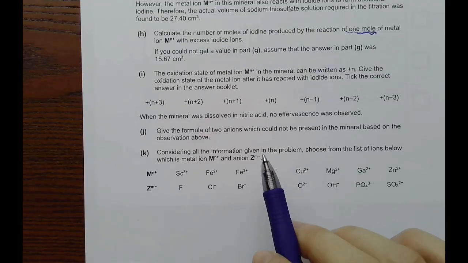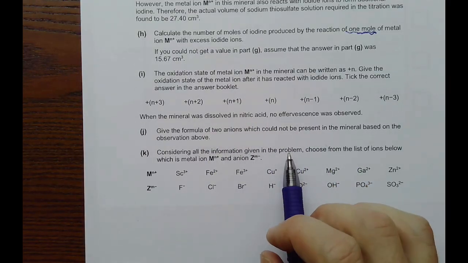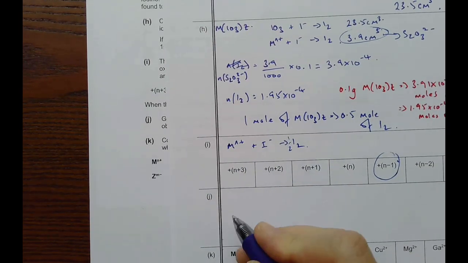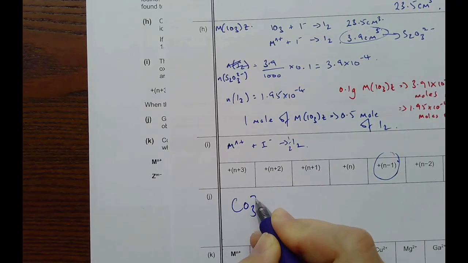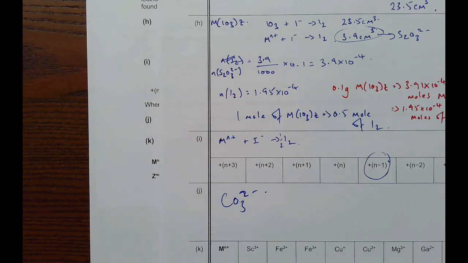When the mineral was dissolved in nitric acid, no effervescence was observed. Give the formula of 2 anions which could not be present in the mineral based on the observation above. So anything that effervesces in reaction with acid is not going to be fine. So one that everyone should know is going to be your carbonate ion. It can't be that, because that would produce carbon dioxide gas.